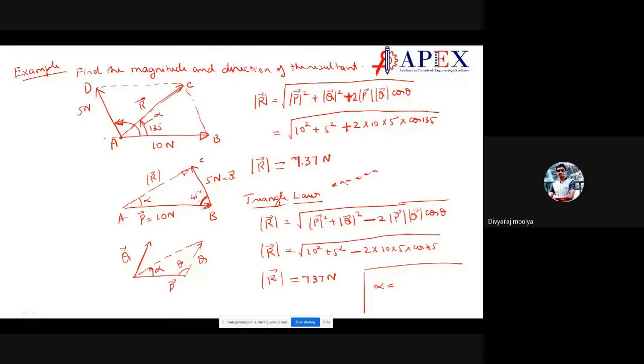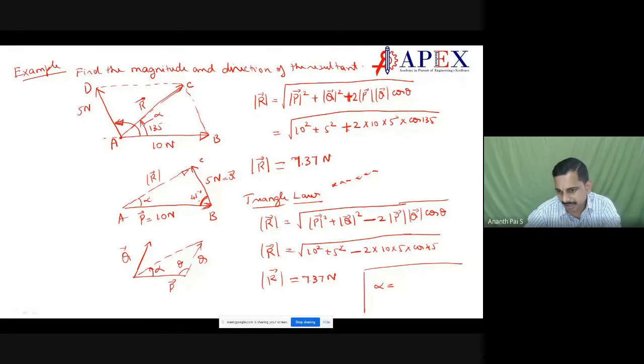So 28.6 degrees. Very good. I hope everybody has got it. That is the angle alpha. Done, students? Can we move further? Okay. Next point. Now, this triangle law can be applied for geometry also.